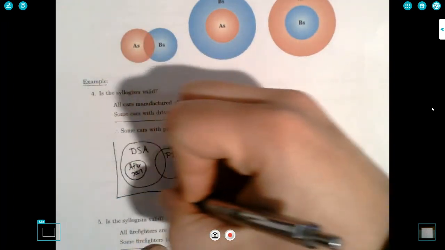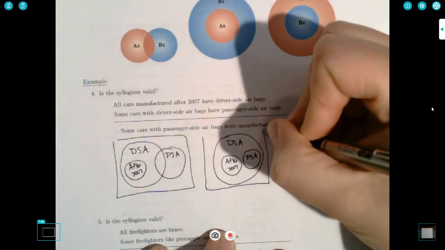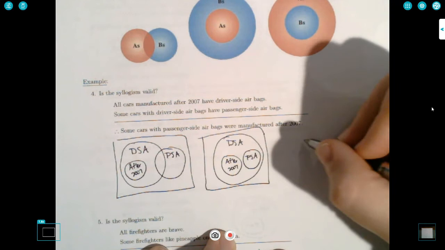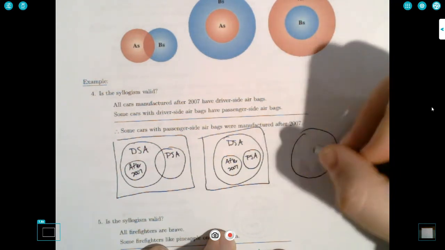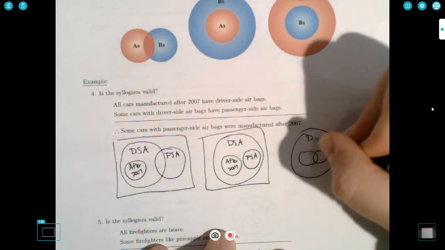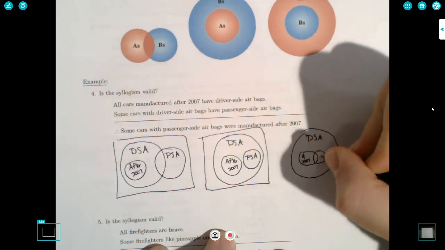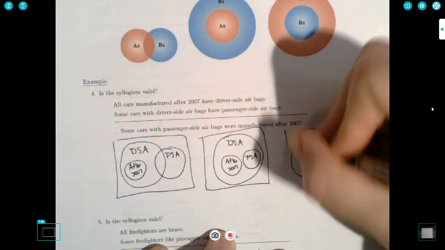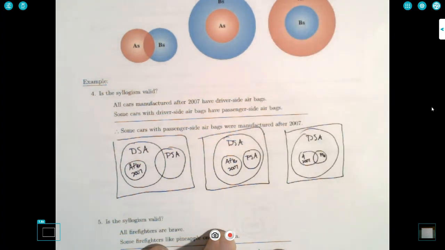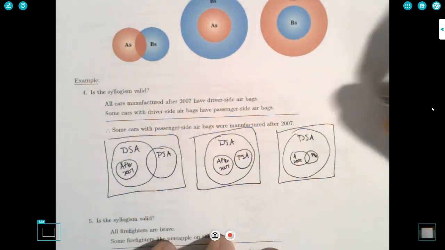So maybe I'll put boxes around each of the different possibilities. Another way you could draw it would be to have those little circles overlap. So driver's side airbags, and then after 2007, and then passenger side airbags, right? So that's another distinct possibility. Oh man, there are a whole bunch of different ways that you could draw this. Because maybe it's more like this.